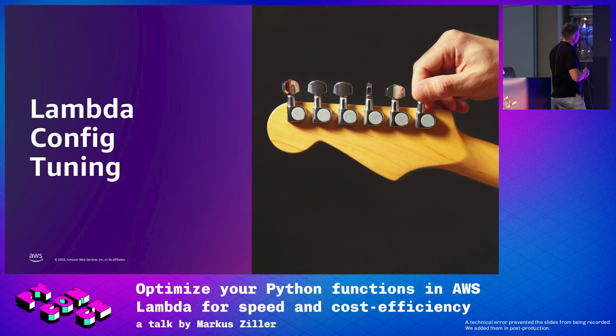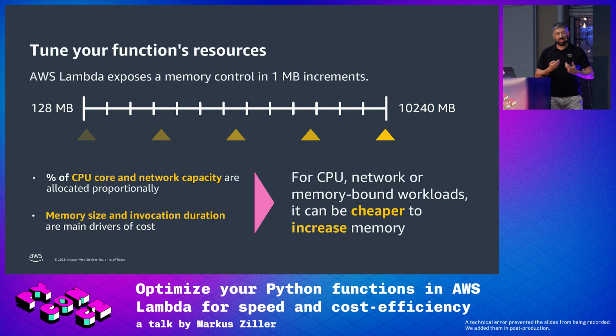So the first thing I want to talk about is how you can optimize the Lambda config. Without touching any code, there are a few things that you can do to optimize on the configuration level when you define your Lambda function. And the first thing is the memory setting. When you create a Lambda function, you set the memory. And Lambda exposes a memory control where you can set the memory from 128 MB to over 10 GB of memory.